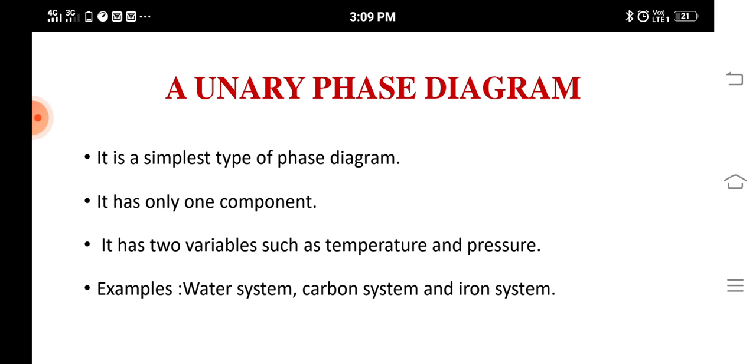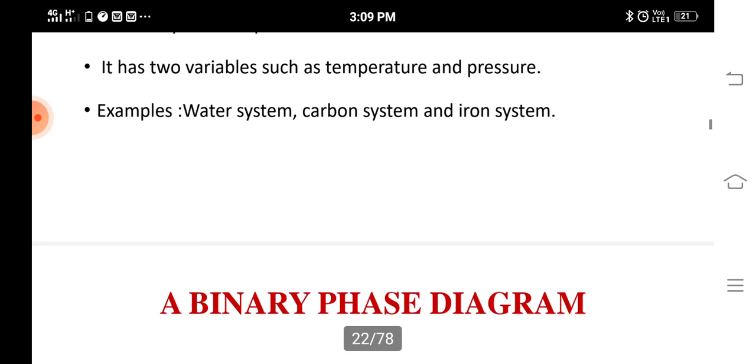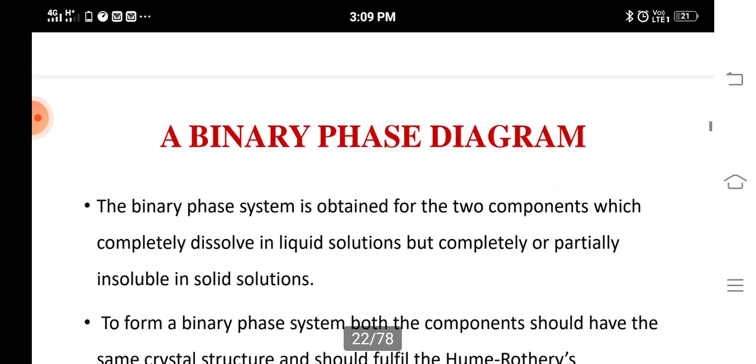It contains only one component. For example, in case of water system, it contains only one component, that is H2O, water. In case of carbon system, it has only one component, that is carbon. In case of iron system, we have only one component like iron. This is called unary phase diagram or single component phase diagram.